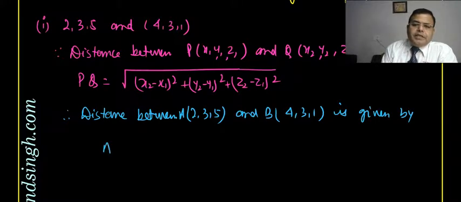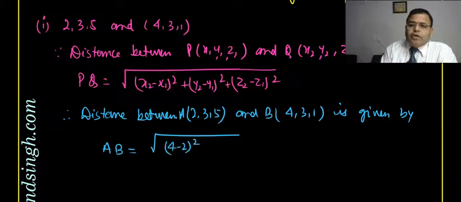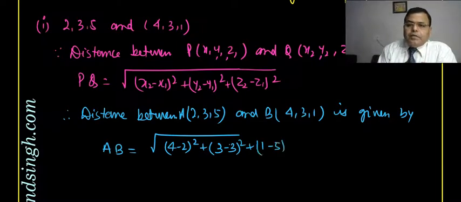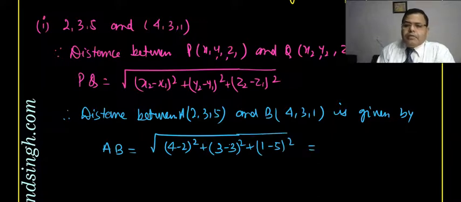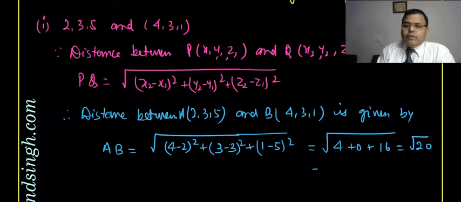given by AB is equal to under root 4 minus 2 whole square, x2 minus x1 whole square, plus y2 minus y1 whole square plus z2 minus z1 whole square, and that will be 4 minus 2, 2 whole square is 4, plus 0 plus 16, that is under root 20. So it will be 2 root 5 unit, answer.